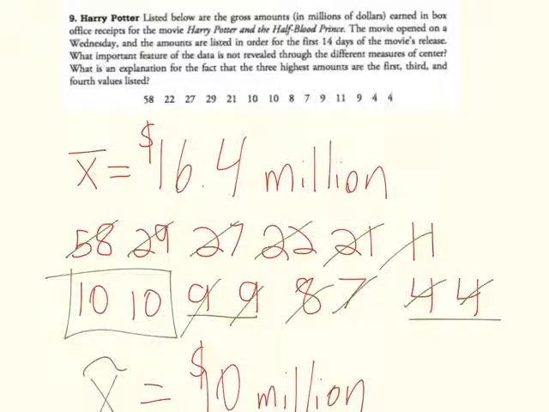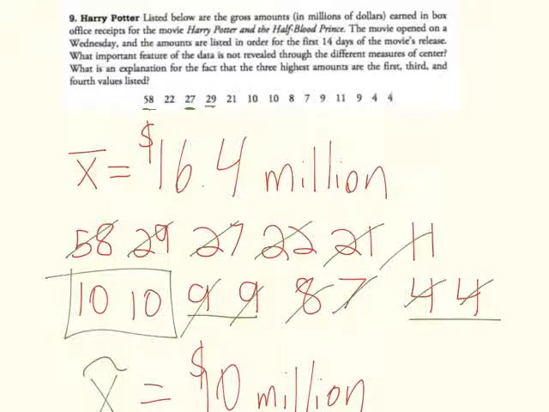All right, the second question is, what is an explanation for the fact that the three highest amounts are the first, third, and fourth values listed? So I want you to really think about what this thing is telling you. It says the movie opens on a Wednesday, and then the amounts are listed in order for the first 14 days of the movie's release. So because of that, why do you think that you see your highest values here, here, and here, okay? So stop the video for a second and think about that.